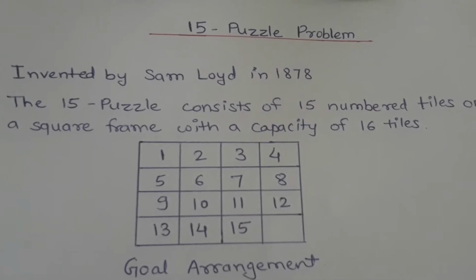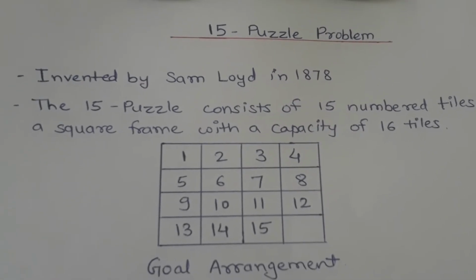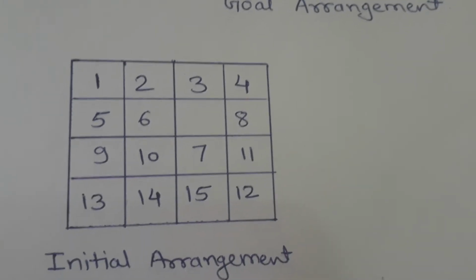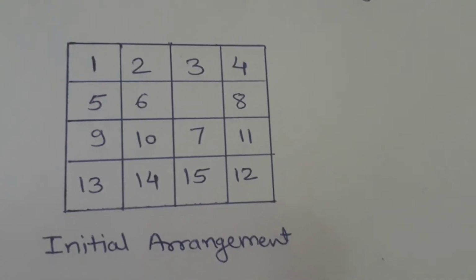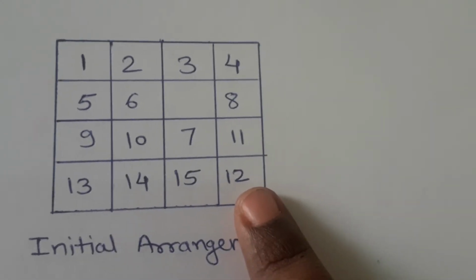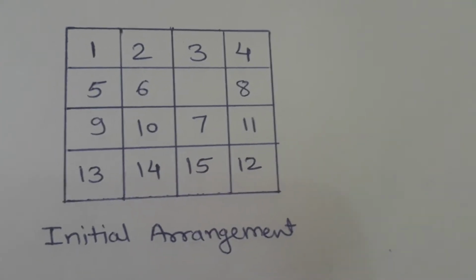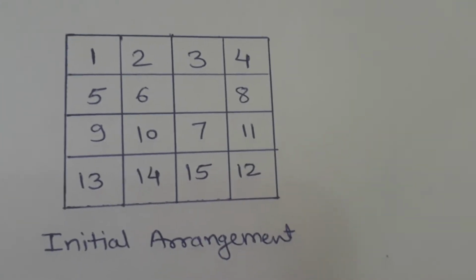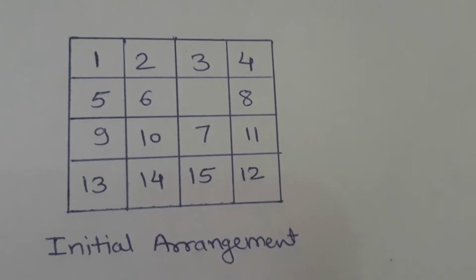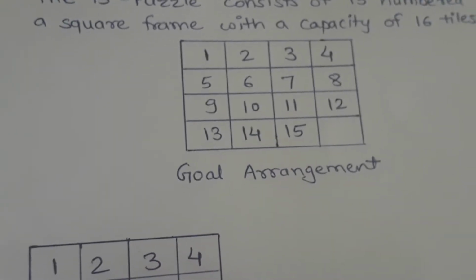In such a problem, we are given an initial arrangement of the tiles as it is given here. So this is our initial arrangement of the tiles, and now our objective is to transform this initial arrangement into the goal arrangement.